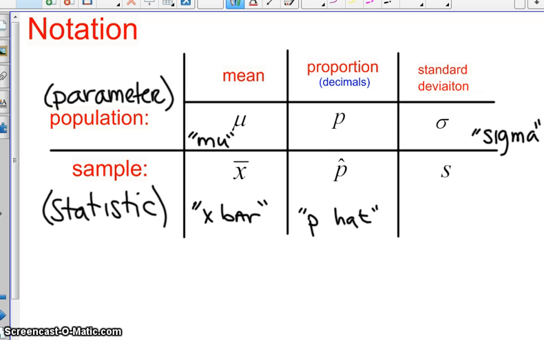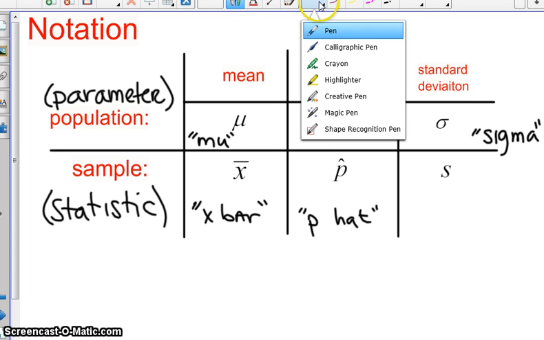Now, the other thing that's really going to start coming into play is dealing with our notation. Very important that we use correct notation, so we gotta be careful with those. So, in this chart, we have our population and our sample situation. My population, these are all gonna be parameters.